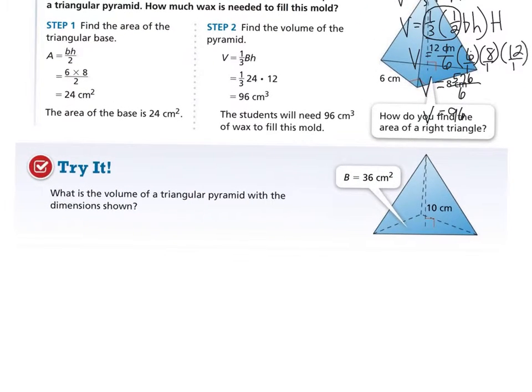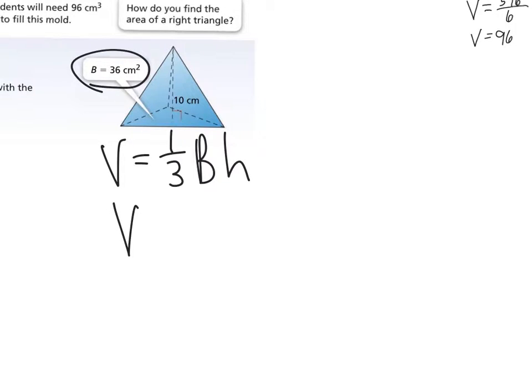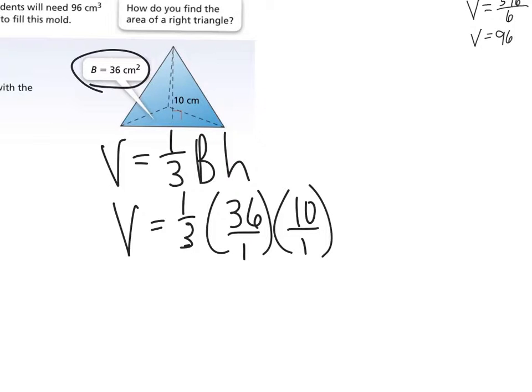So if we look at the try it, kind of a different setup here is that they're actually giving you the area of the base. See that capital B there? So they're already telling you the area of the base is 36. And then the height's 10. So this is actually really less work for you. We'll make sure we look at some where they don't give you just the area of the base for these triangles, so you get practice with that also.